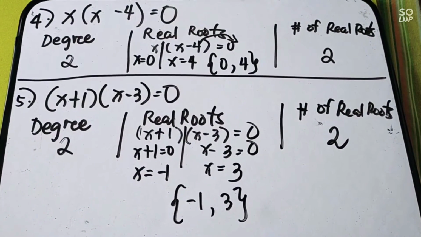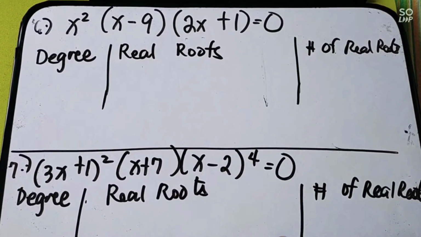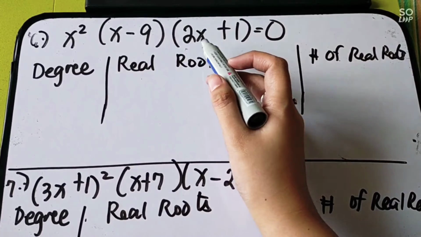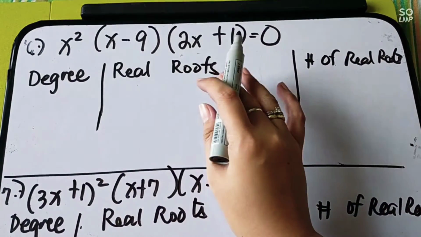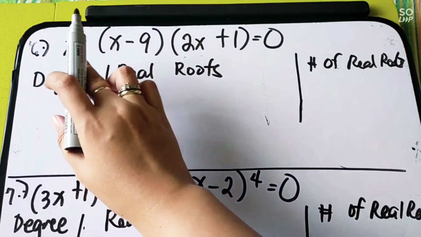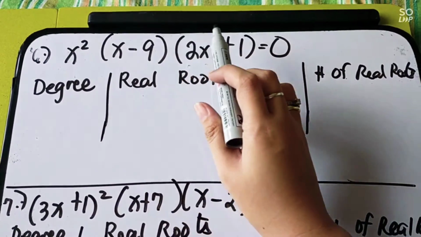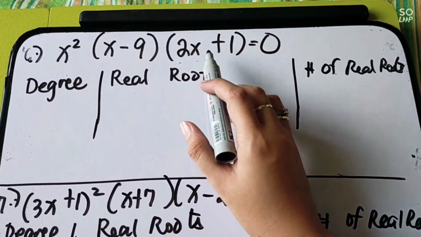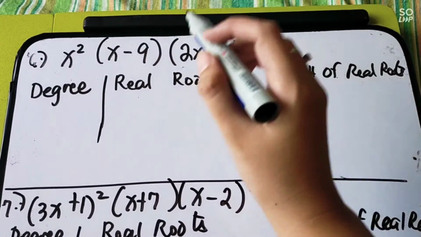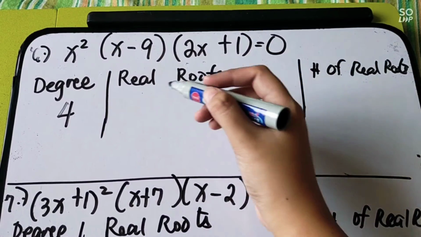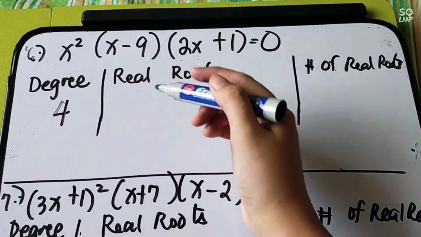Next tayo. Number 6. We have x squared times x minus 9 times 2x plus 1. Since multiplication, let us multiply the variables. X squared times x, we have x cubed. Times x pa ulit, we have x raised to 4. So, therefore, our highest degree, we have here 4. Okay? So, dapat magkaroon tayo ng 4 na real roots.